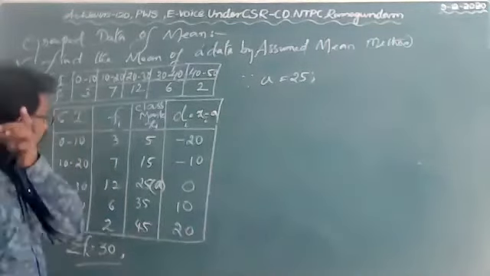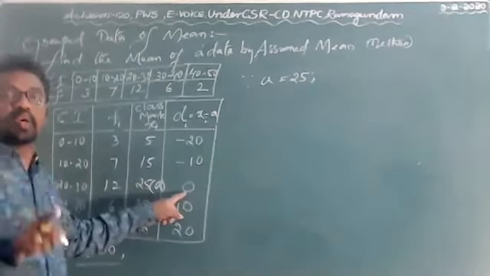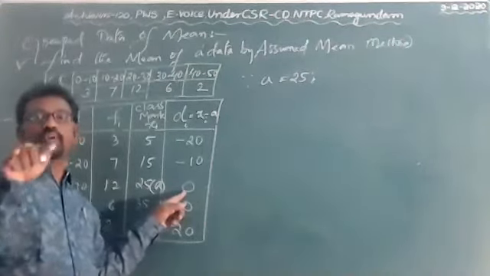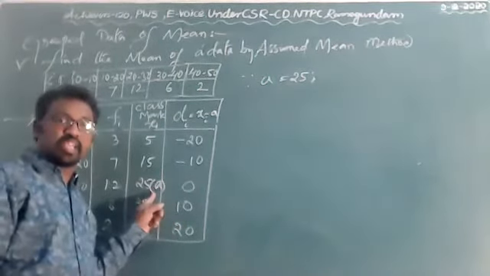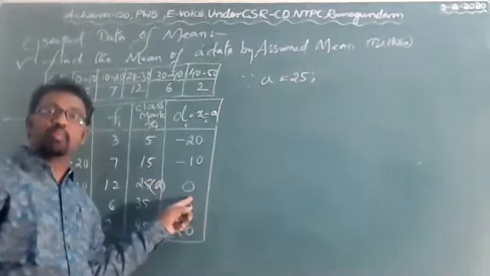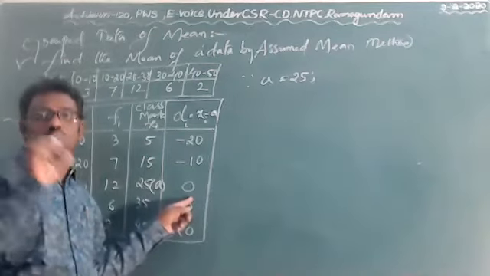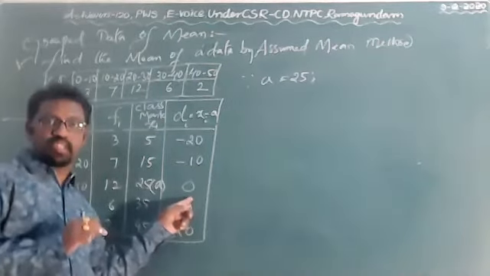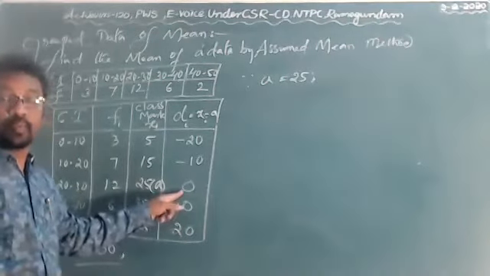So where A is the assumed mean, in that straight row you will get 0. Remember, wherever you take A is equal to some number, in that row the D value becomes 0. D is nothing but deviation. The deviation will be 0.